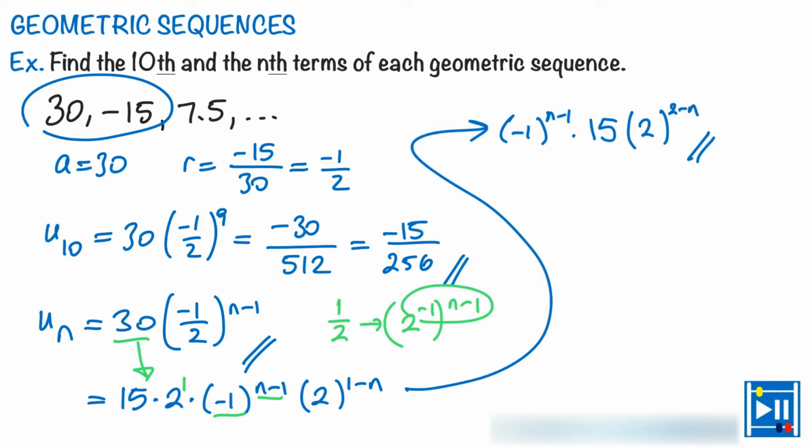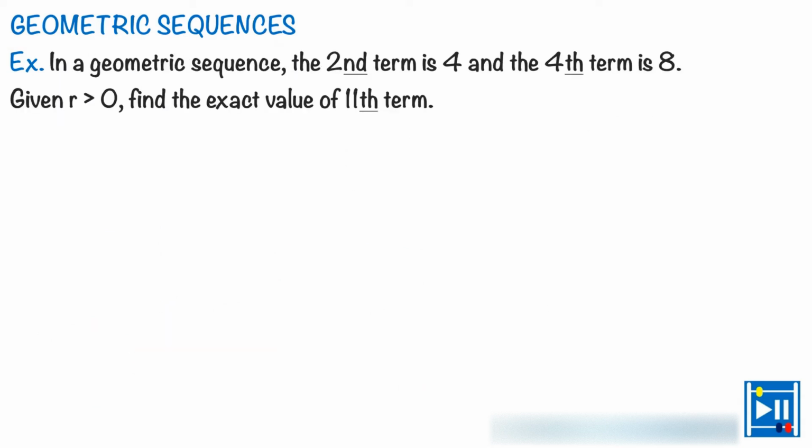Another example. In a geometric sequence, the second term is 4 and the fourth term is 8. Given that r is positive, find the exact value of the 11th term. Now remember what exact value means.